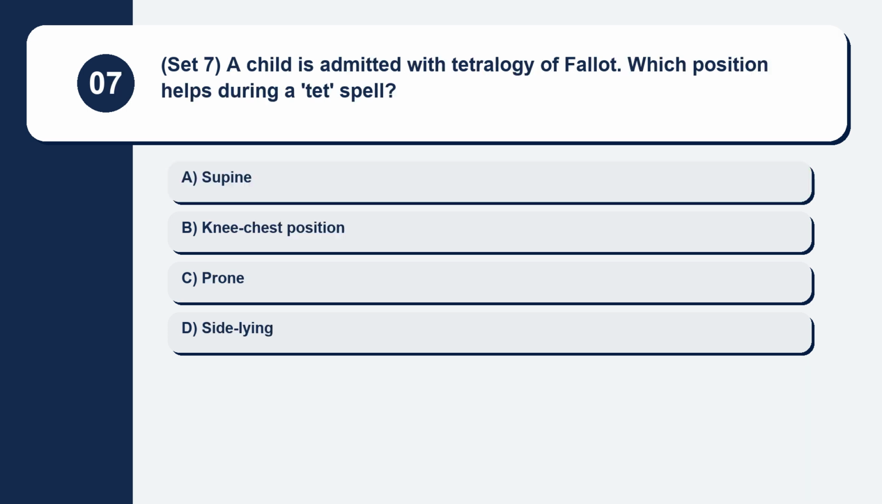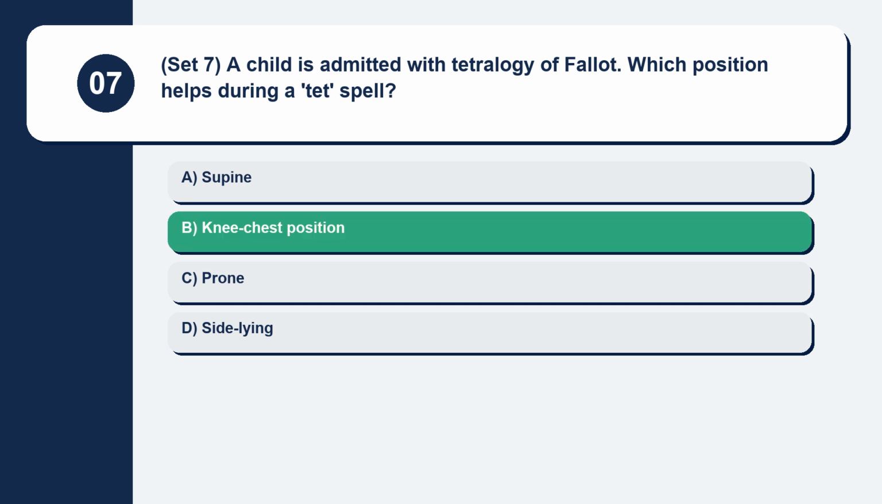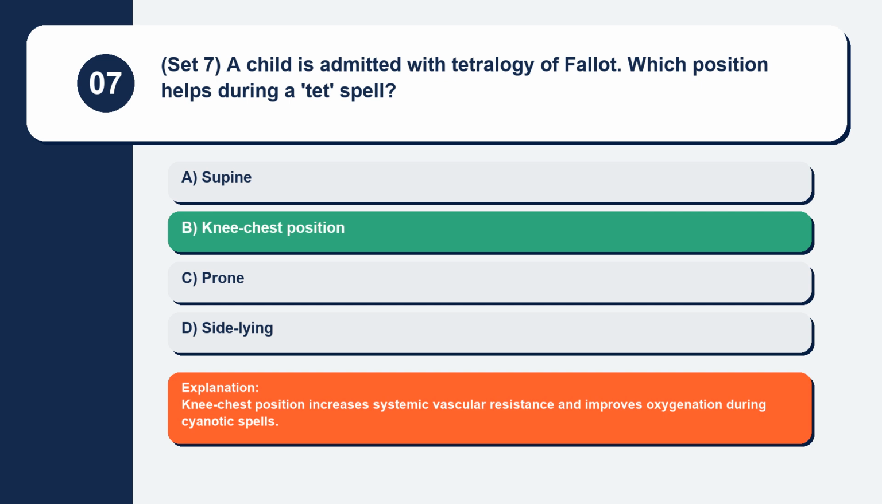Question 7. Set 7. A child is admitted with tetralogy of Fallot. Which position helps during a TET spell? Supine, knee chest position, prone, side lying. Knee chest position increases systemic vascular resistance and improves oxygenation during cyanotic spells.